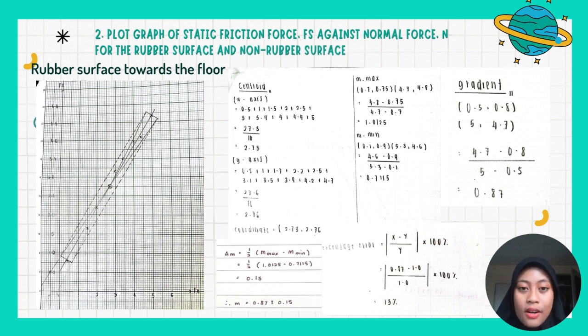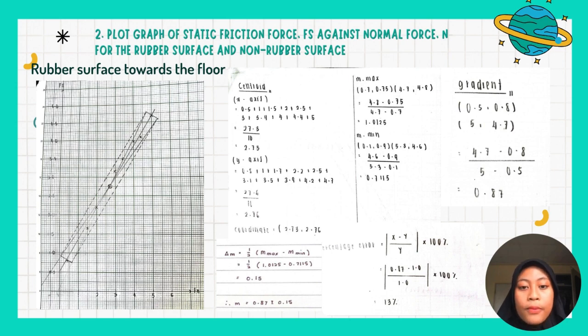As you can see, this graph is for the rubber surface. After plotting the graph, firstly, we can determine the gradient by using the formula m equal to y2 minus y1 over x2 minus x1, and we get the gradient is m equal to 0.87. Then we have to find the central coordinate. To get m maximum and m minimum, we use the formula total y over n and total x over n, and we get the central coordinate at the y-axis is 2.76 and at the x-axis is 2.73.